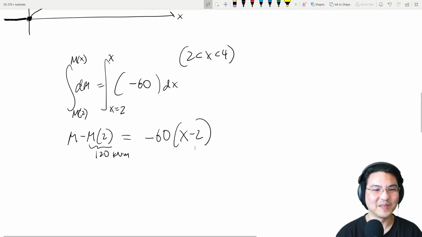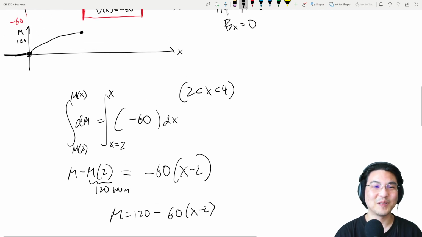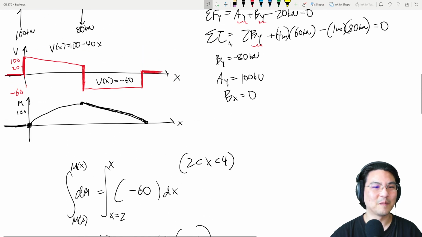So there we go. This is it. This is the answer. I mean, you can clean it up a little bit, but I mean, maybe I'll just leave it like this. So at x equal to 2, then this is 0. So m is 120, which is right over here. And then as x increases, it's just linear, right? And the slope is negative 60. So it's going down. And x equal to 4, then this becomes 120 minus 120, which is 0. So it's going down and then reaches 0 over here. Okay, so then that's it.